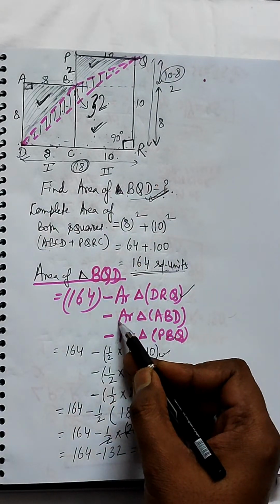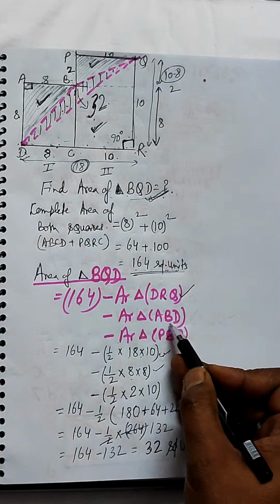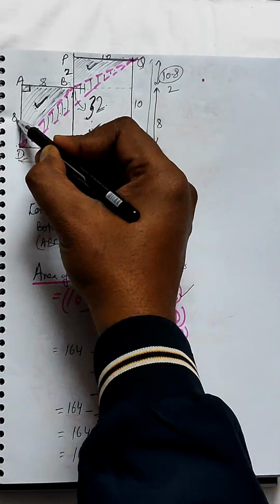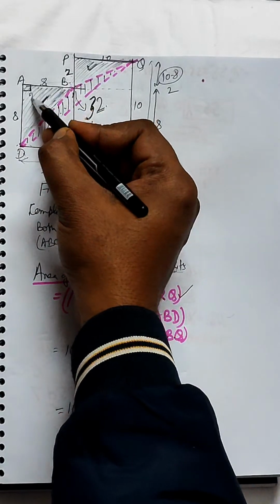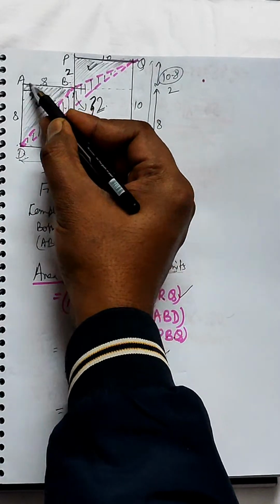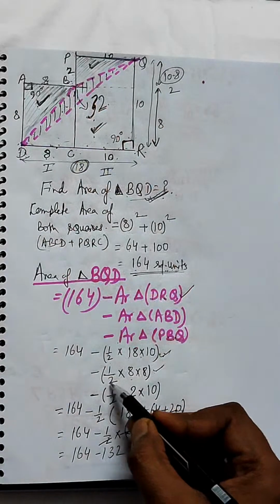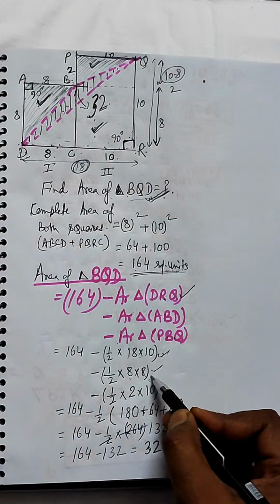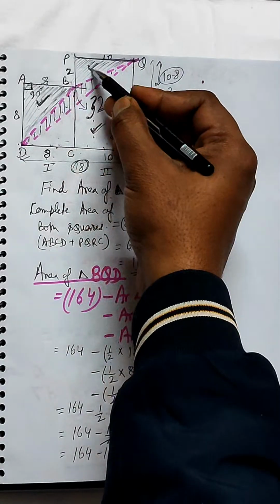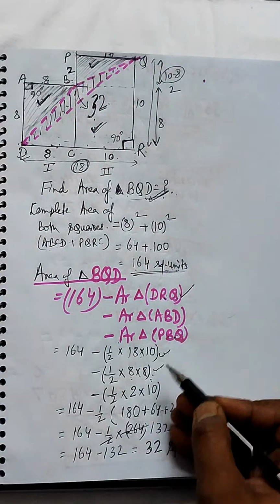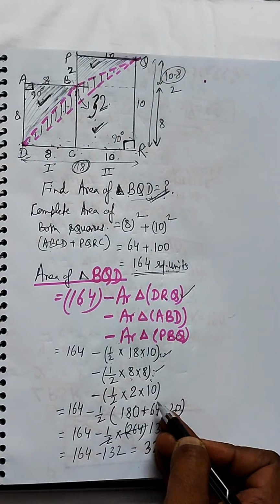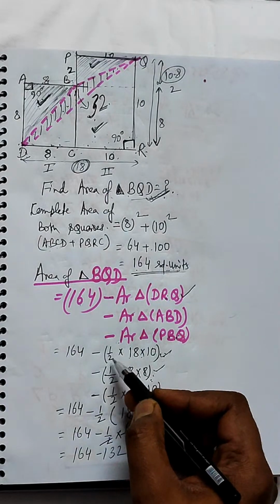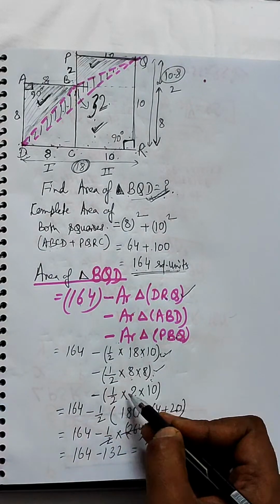Similarly, if you are calculating the area of ABD, that will be half into base into height. What is the base? Base will be 8. Again adjacent sides will be at 90 degrees, right? So height will be AB, that is 8. So half into 8 into 8. This is the area of the second triangle. Similarly, the area of the third triangle PBQ is calculated as half into base into height, right? So we have found the total area of these three triangles, right?